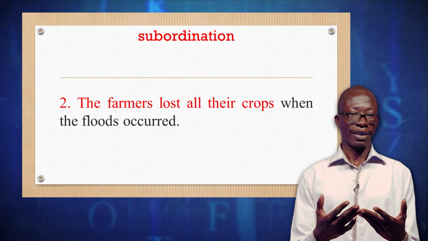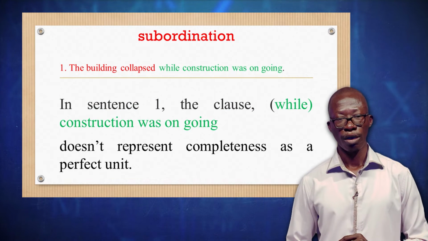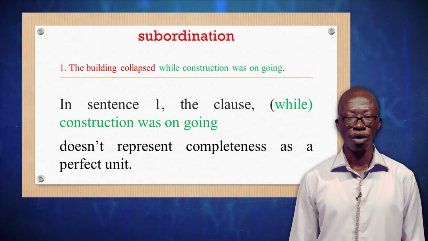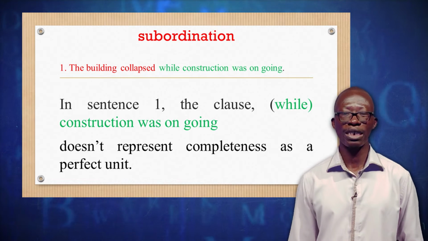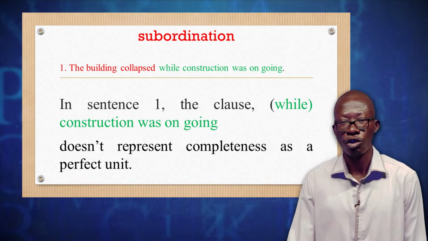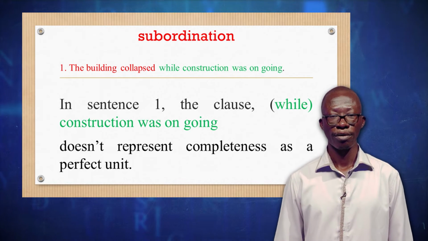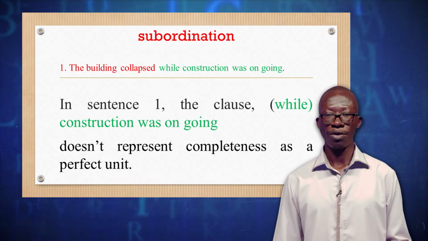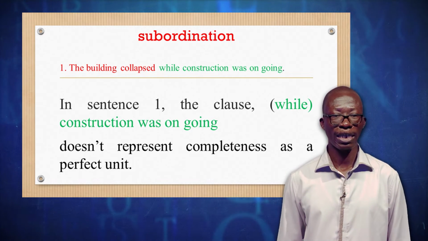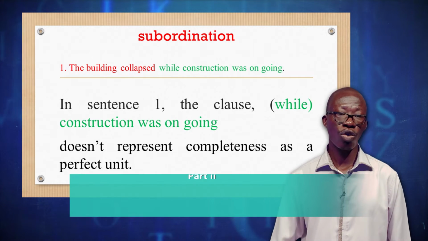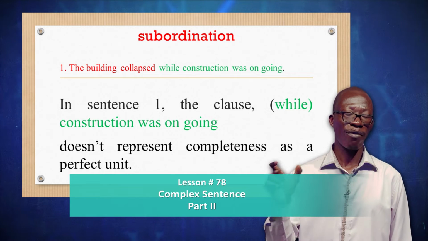I hope you are right. Now let's have our discussion. Let's identify them together. In sentence 1, the clause while construction was ongoing does not represent completeness as a perfect unit. Is it true? Let's look at sentence 1. The building collapsed while construction was ongoing. That's sentence 1. And what we are saying is that the clause while construction was ongoing doesn't represent completeness as a perfect unit.